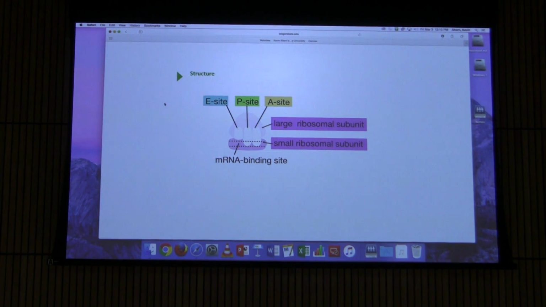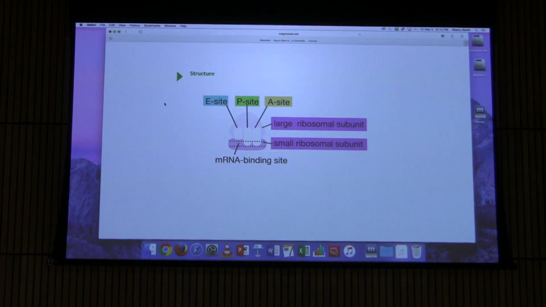And when you see that S designation, S stands for Svedberg units, which you don't need to know. But S units are a measure of size. They actually come from the way we studied these originally, which was in centrifugal fields. The larger the S value, the larger the molecule or complex that we're talking about. So the large subunit has a size of 50S.